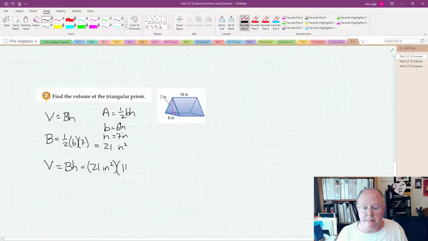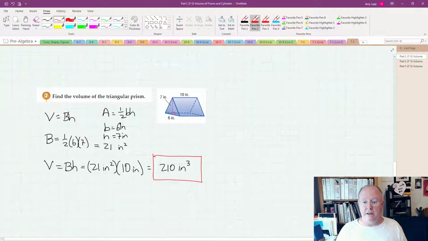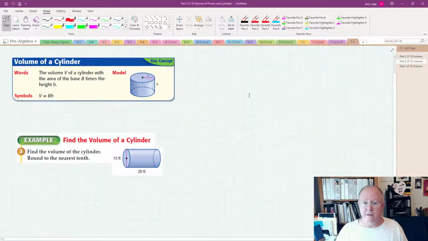All right, 10 inches. So 21 times 10 would be 210. Inches squared times inches gives you inches to the 2 plus 1, or inches to the 3rd. And there you go. Okay, moving on.